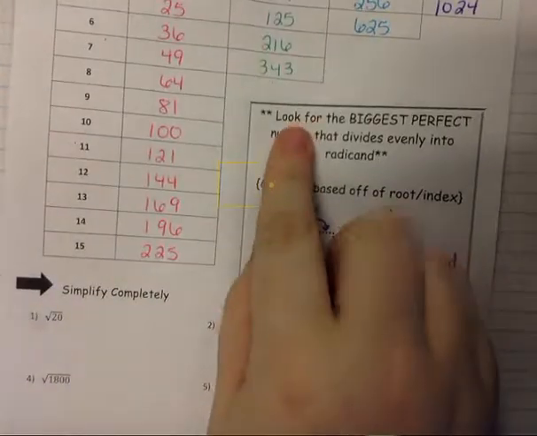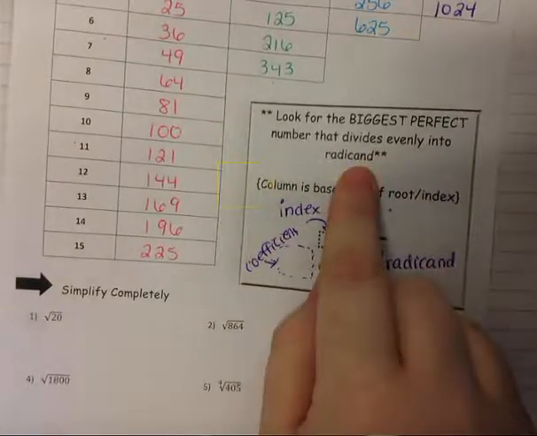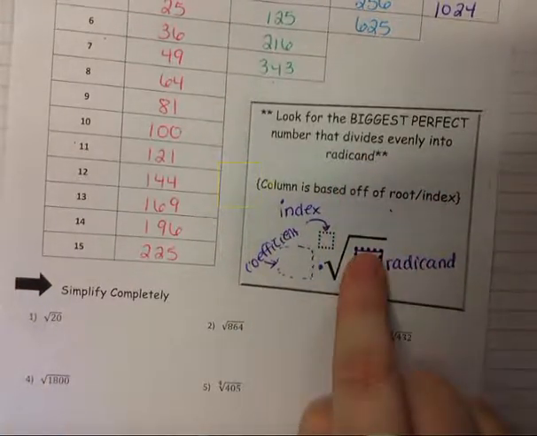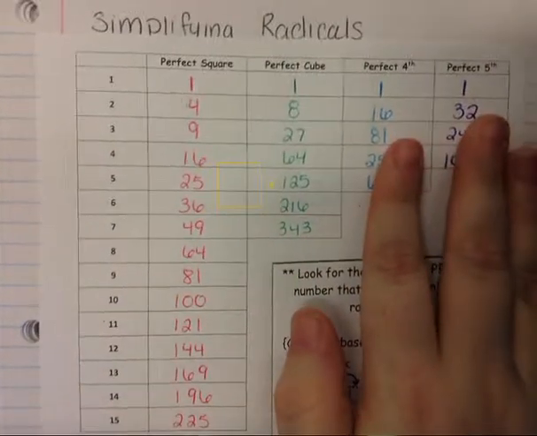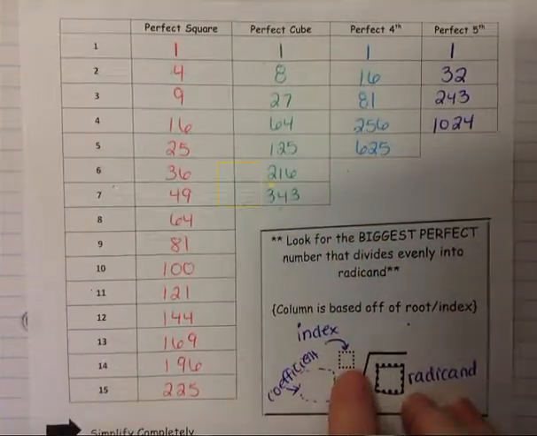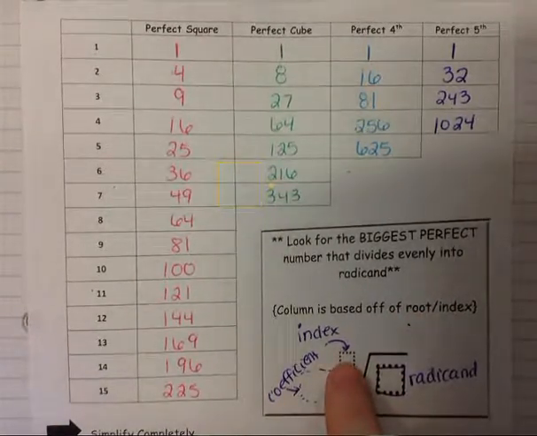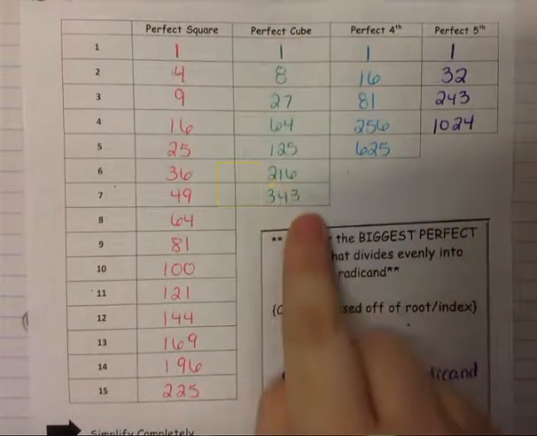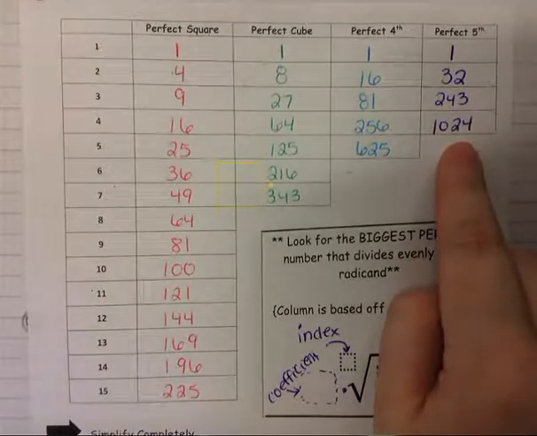So again, we want to look for the biggest perfect number that divides evenly into the radicand. So again, we're going to look at the radicand. We have to take the radicand and divide it by the numbers that are in the list. We determine which list to focus on because right here I have 4 different lists. I have perfect squares, cubes, fourths, and fifths. We determine the list based off of the index, which is also considered the root. So the index number, if it is a 3, I would look in the cubed column. If it is a 5, I would look in the perfect fifth column.